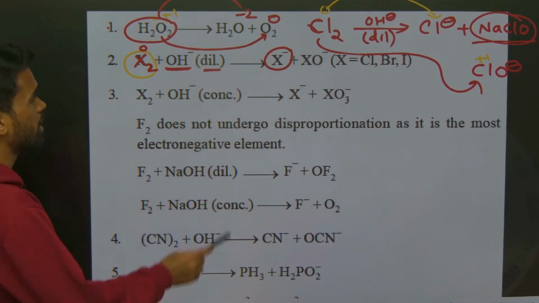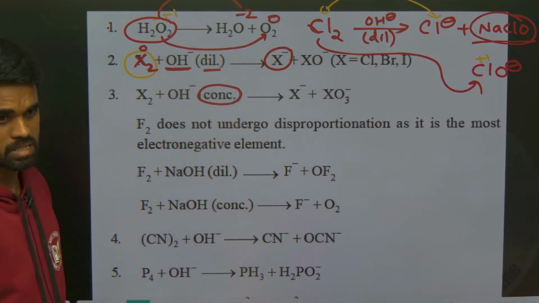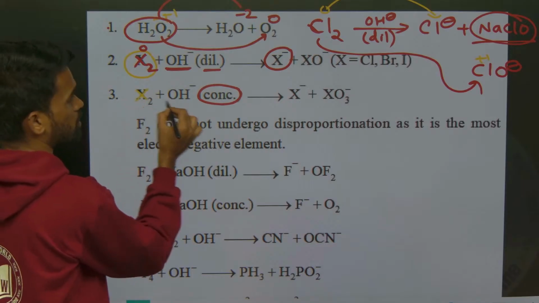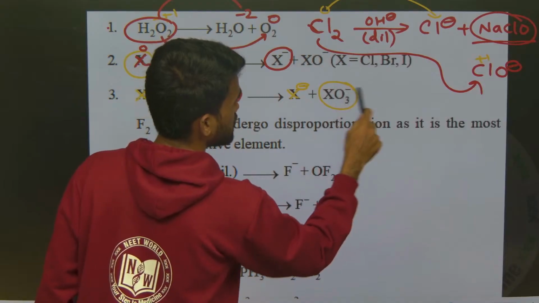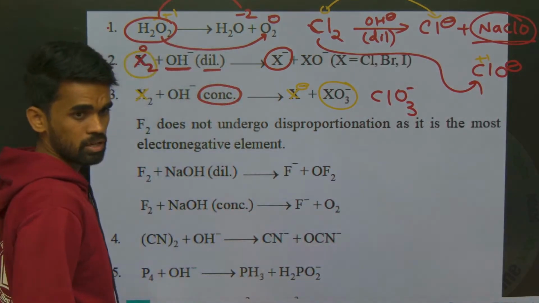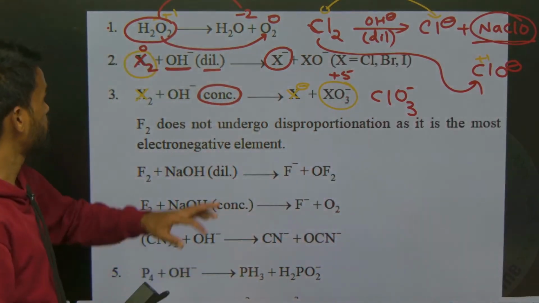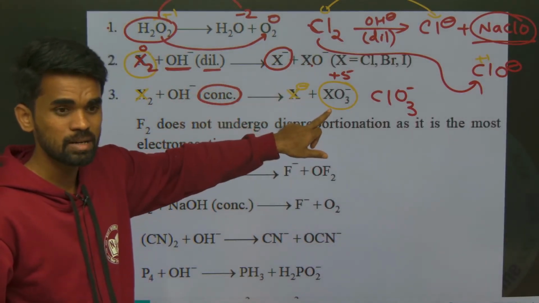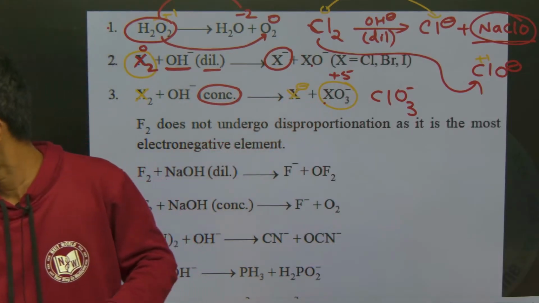Same reaction I am taking, but here I am taking concentrated base. What happens here? X2 will be converting into X minus, and further oxidation gives something like ClO3 minus if I am taking chlorine. Remember, if it is dilute you will get +1, if it is concentrated you will get +5 oxidation state. These two things are to be remembered.